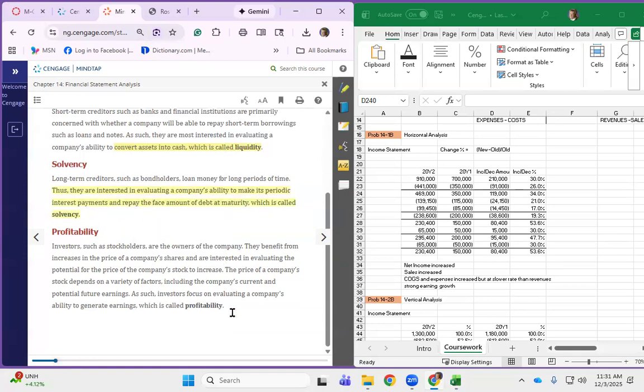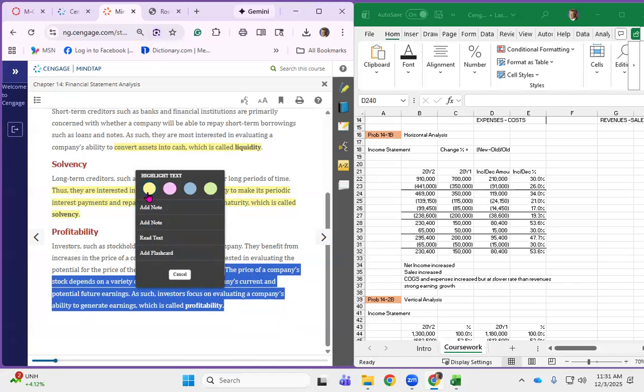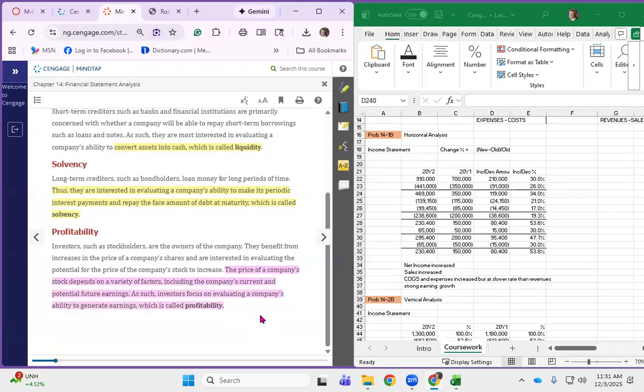And then finally, profitability. Investors, such as stockholders, are the owners of the company. They benefit from increases in the price of a company's shares and are interested in evaluating the potential for the price of the company's stock to increase. The price of a company's stock depends on a variety of factors, including the company's current and potential future earnings, so investors focus on evaluating a company's ability to generate earnings.